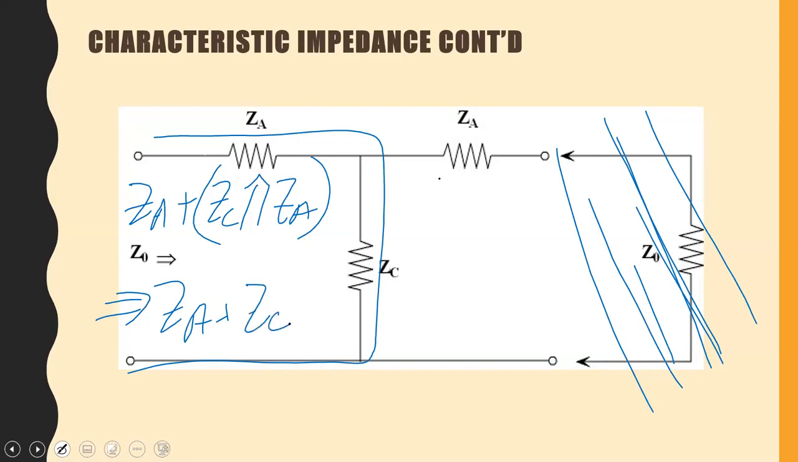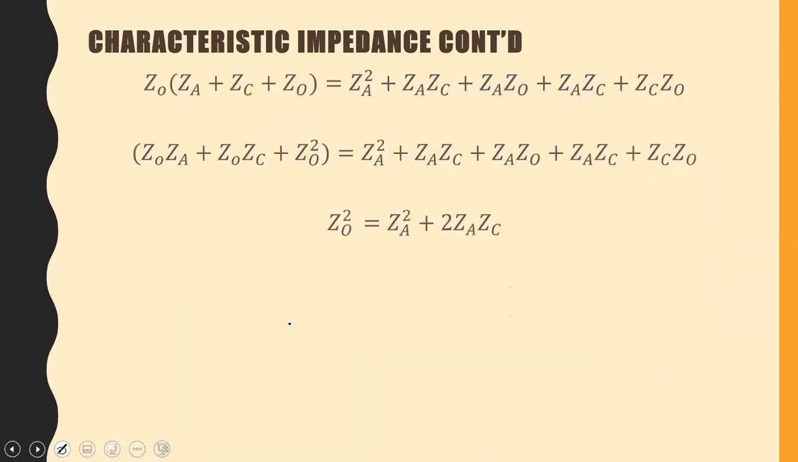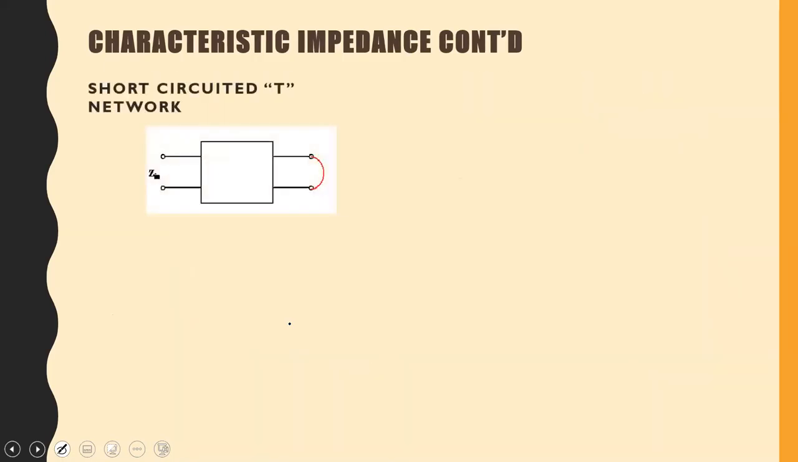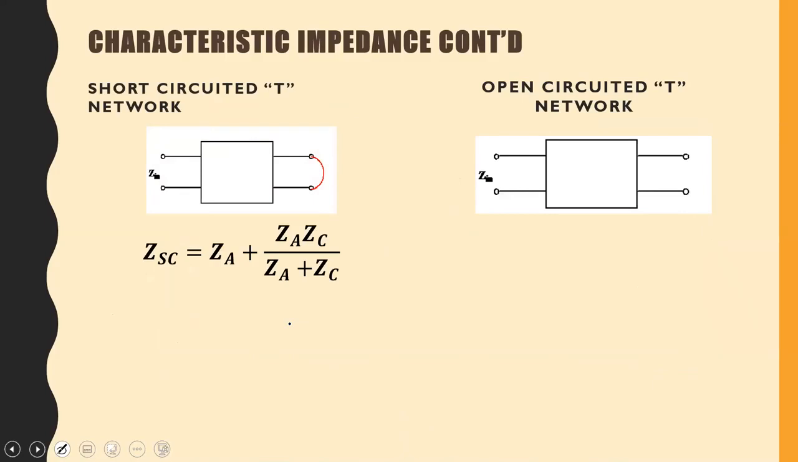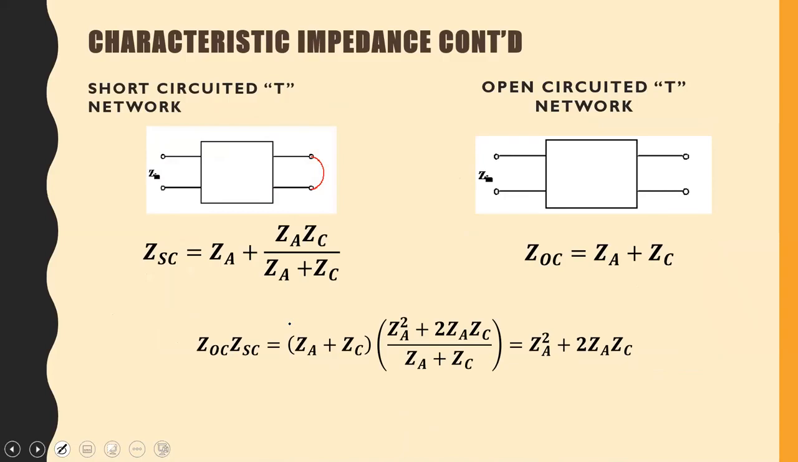No problem. All right, so we go back to what we're saying here. If I short circuit, I have ZA in series with ZA and ZC in parallel. If I open circuit, I have ZA and ZC in series. Agreed? Yes, sir. Now, if I multiply the open circuit impedance by the short circuit impedance, and simplify this, I'll get ZA squared plus 2ZA ZC over ZA plus ZC.